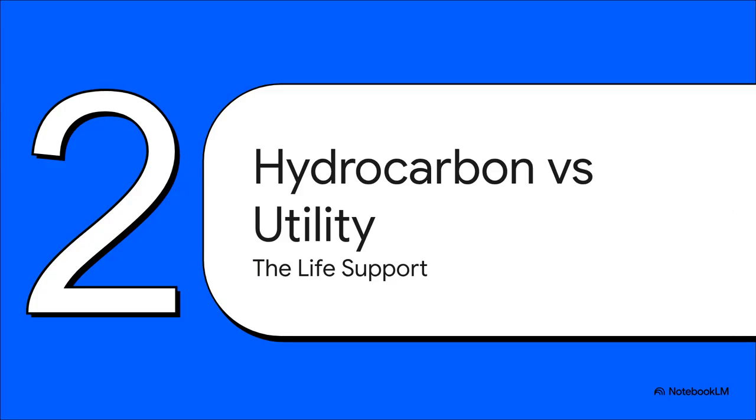Moving to Section 2, hydrocarbon versus utility lines, the platform's life support. While extracting hydrocarbons was obviously the main goal, the utility lines are what actually keep the platform and the human crew living on it alive and functioning day in and day out. They are the true lifeblood of the operation.